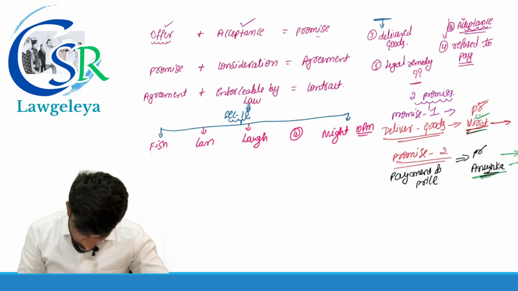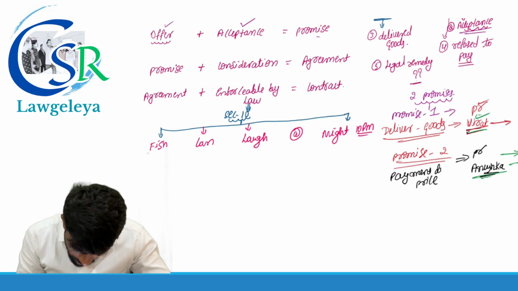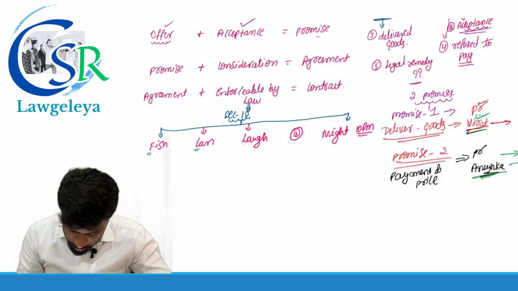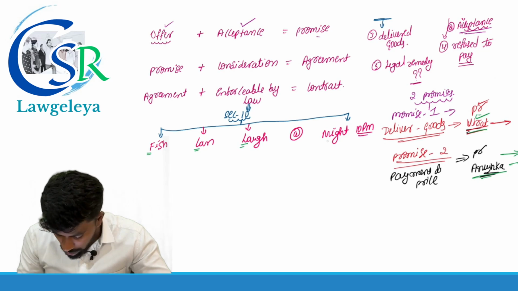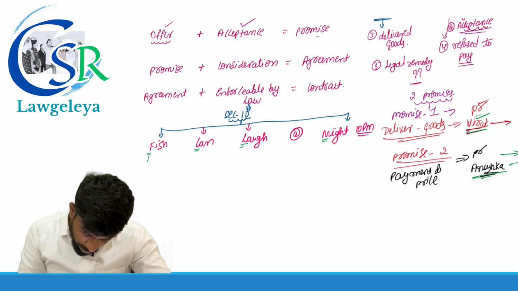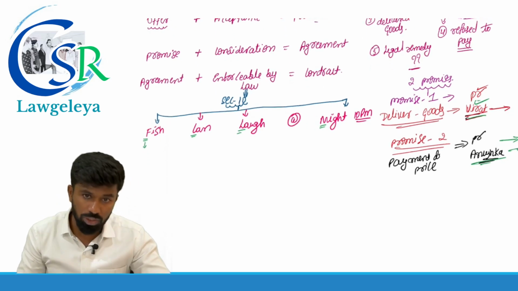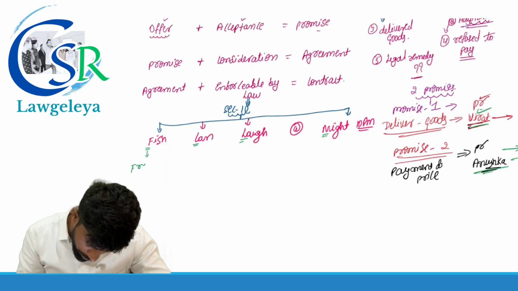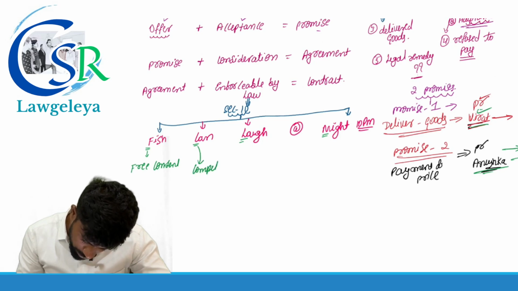So what are these? In "fish" we should take into consideration F, in "can" C, in "laugh" L, and in "night" N. So what is F, sir? F means free consent. C means competent to contract. The parties must be competent to contract.